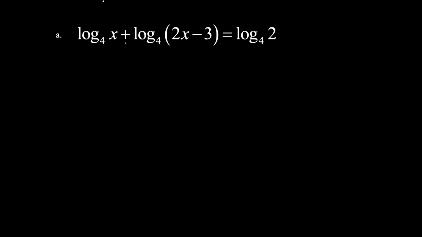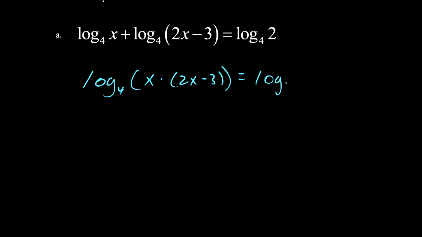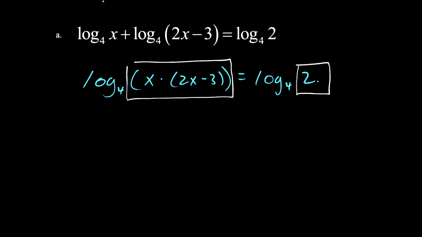So we see addition here. So we're going to rewrite this as log base 4 of x times 2x minus 3, and that equals log base 4 of 2. So again here, you see you have the log of something is equal to the log of something else. So a must equal b. So we can continue on saying that what's in here, and I can go ahead and distribute this, which will be 2x squared minus 3x, has to be equal to 2 for those logs to match.